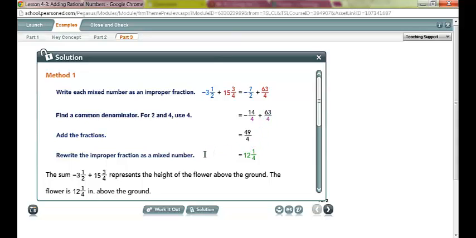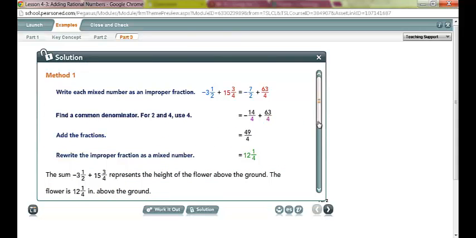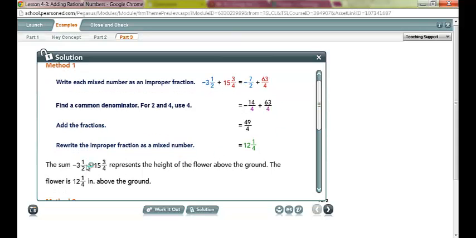I need to go ahead and continue to simplify this into a mixed number. 4 goes into 49 12 times. And that would give me 48, minus 49 leaves me with 1 over 4. So 12 1/4. Oh, went too fast. Sorry about that. Maybe you were able to keep up. So the sum of negative 3 1/2 and 15 3/4 represents the height of the flower above ground. The flower is 12 1/4 inches above the ground. So this is how tall it is above ground, but remember it started 3.5 inches below. So the total distance it grew was this.